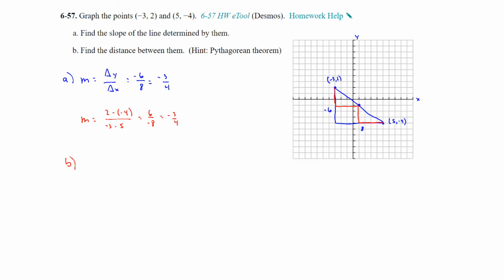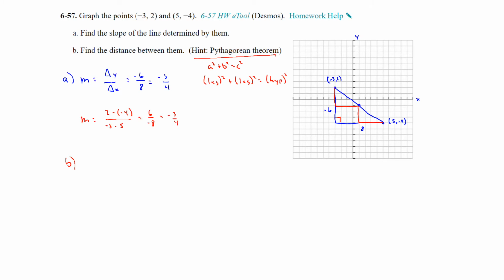Part B, find the distance between them. So to find the distance between 2 points, maybe you've learned the distance formula. It's one of those formulas that sometimes students memorize, but I like the fact that it says, hint, use the Pythagorean theorem, because really the distance formula is the Pythagorean theorem. Most students at this point know, but just in case, the Pythagorean theorem is a squared plus b squared is equal to c squared. The a represents the leg of a right triangle, and the b represents the other leg, and then the c is the hypotenuse, which is the side across from the right angle. So here's your right angle. And it's also the longest side.